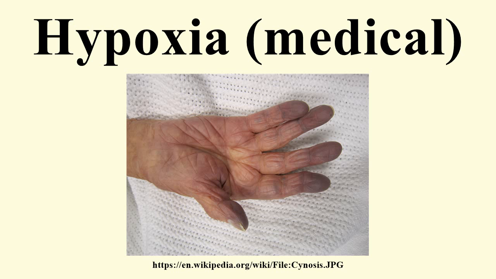Hypoxia differs from hypoxemia in that hypoxia refers to a state in which oxygen supply is insufficient, whereas hypoxemia refers specifically to states that have low arterial oxygen supply. Hypoxia in which there is complete deprivation of oxygen supply is referred to as anoxia.